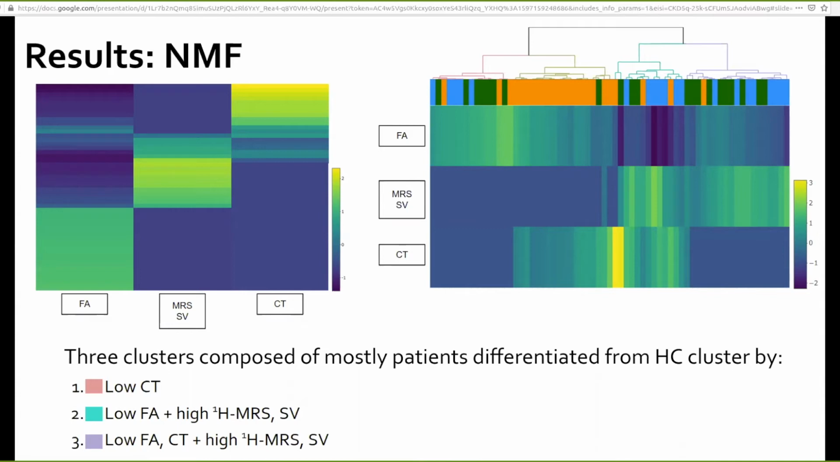In addition, we have 3 mainly patient clusters composed of both TNRS and TRS patients, and these were differentiated from the healthy control clusters by low CT, as seen in the pink cluster furthest to the left, low FA and high MRS measures and structure volumes, as seen in the teal cluster, and a combination of these 2 patterns, as seen in the purple cluster furthest to the right.